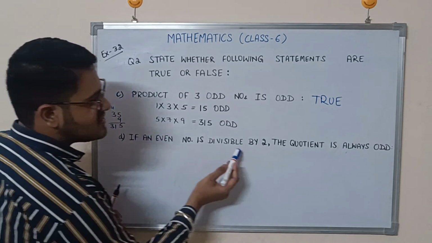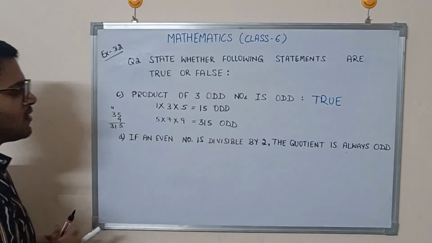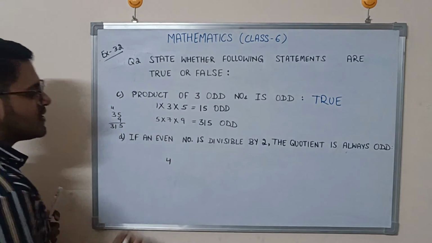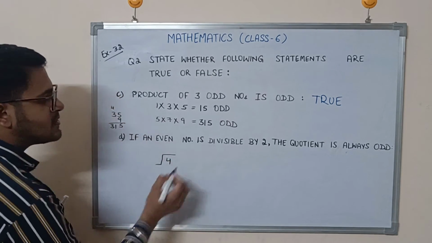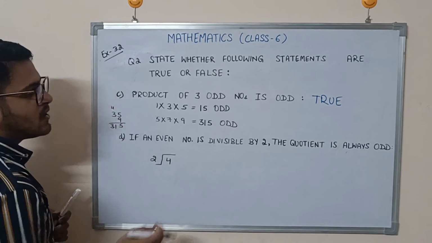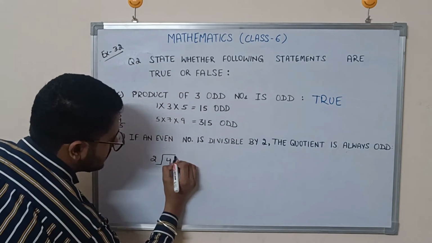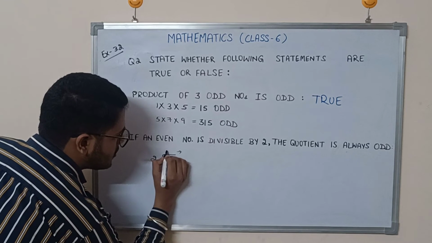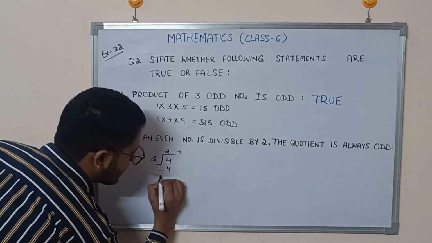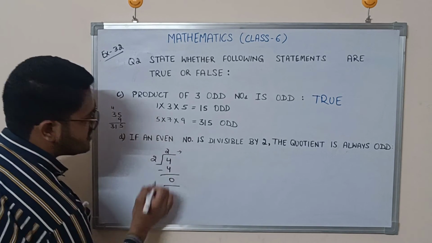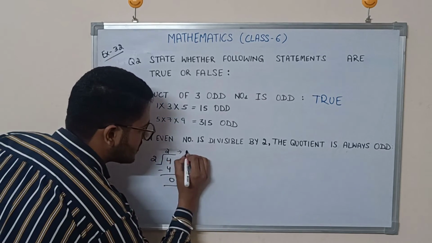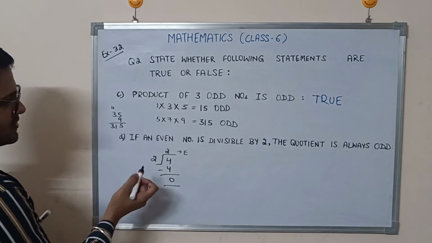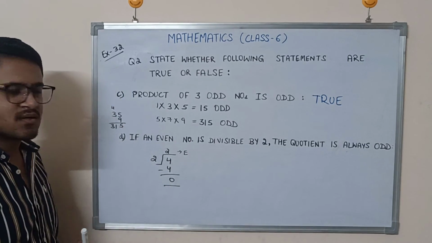Now the next part. If an even number is divisible by 2, the quotient is always odd. Let's take the even number 4. If this is divisible by 2, the quotient is always odd. So whatever we get here, let's divide: 2 multiplied by 2 is 4. Remainder is 0 and the quotient is 2. And 2 is what? An even number. Now can we say from this that the statement is false? No.